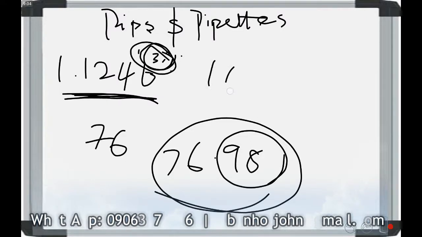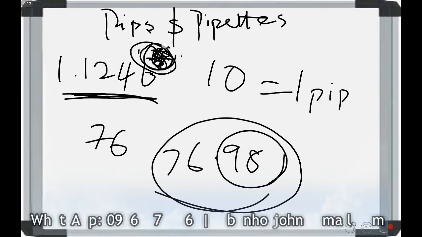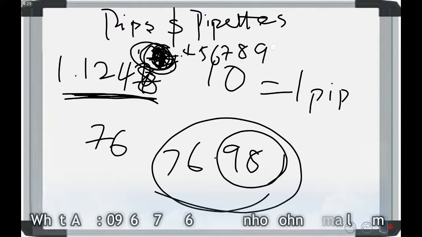So a pipette is a fraction of a pip. 10 pipettes equal 1 pip. So this 3 will become 4, and then 5, 6, 7, 8, 9, and before this one changes, it goes to 0, and this becomes 0 too. And then it starts again: 1, 2, 3, 4, 5, 6, 7, 8, 9, and then this becomes 8, and this one becomes 0 again.